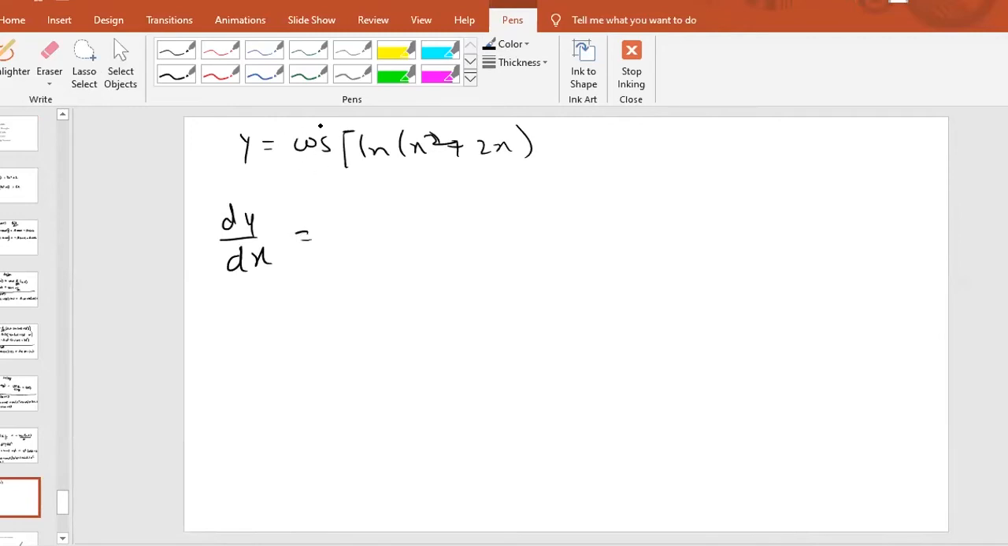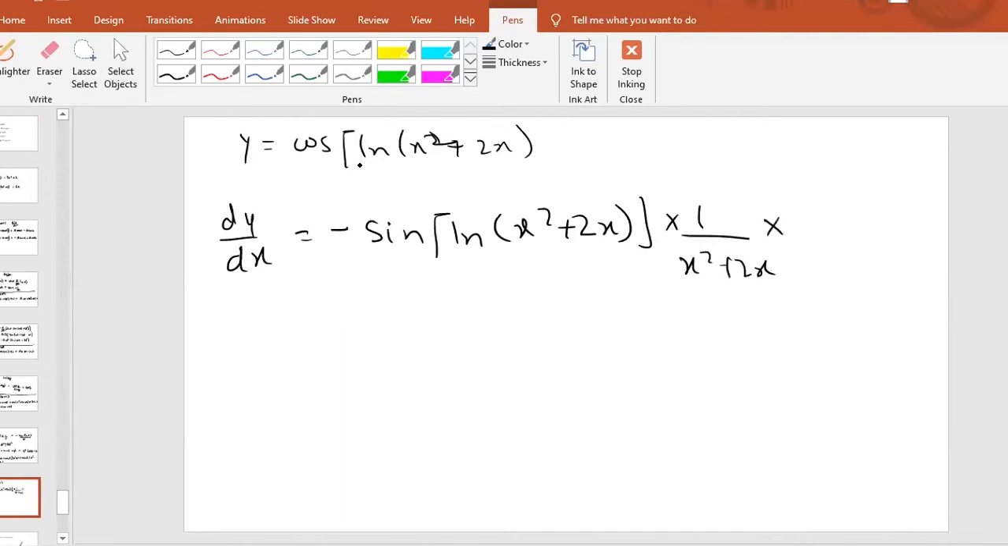differentiation of, first of all, differentiate this function. Differentiation of cos is minus sine whatever is there inside the function, that is log of x square plus 2x. Then go multiply, then go inside this bracket. When you go inside this bracket, we have log function. What is the differentiation of log? That is 1 by whatever is there inside the function, that is x square plus 2x. Then multiply, then go inside another function, inside log function, that is x square plus 2x. Differentiation of x square is 2x, differentiation of 2x is 2.